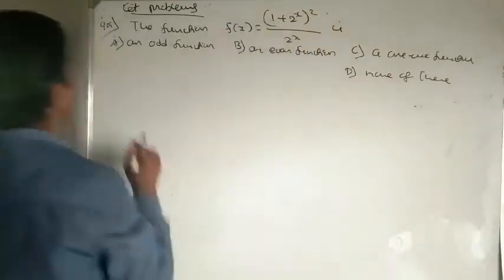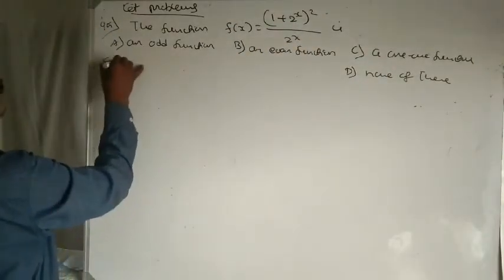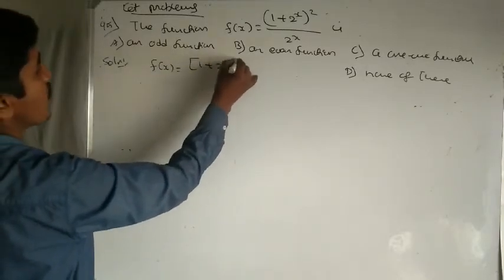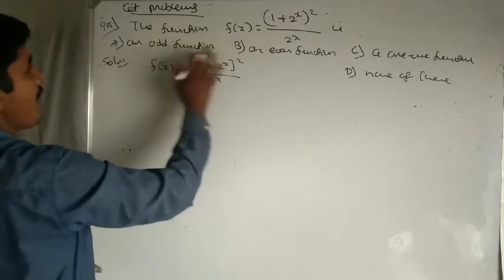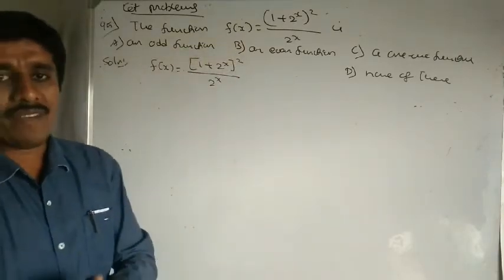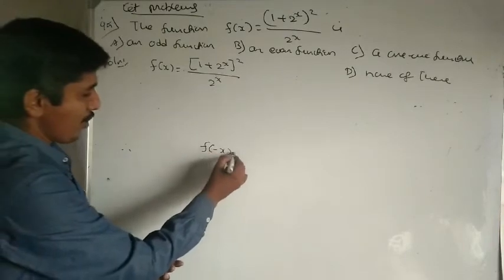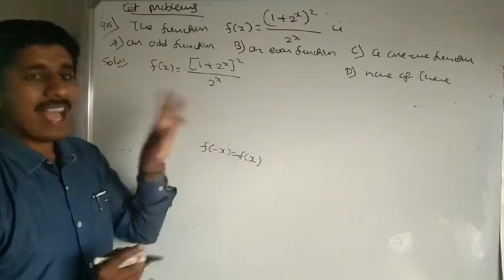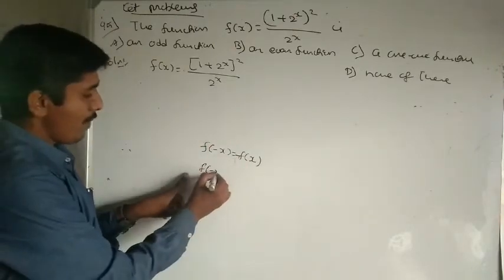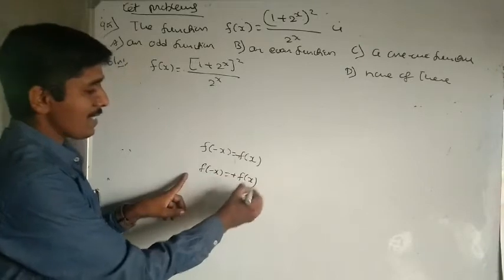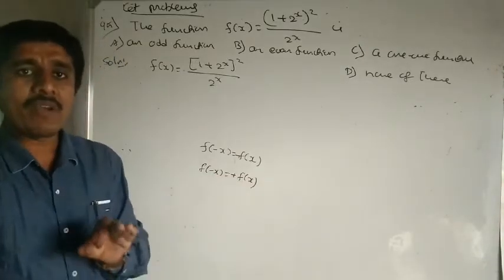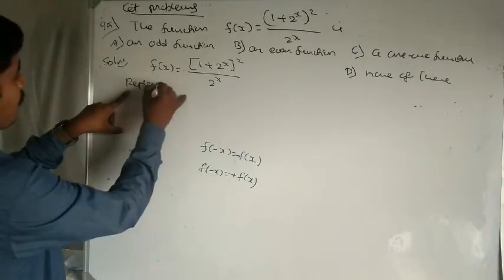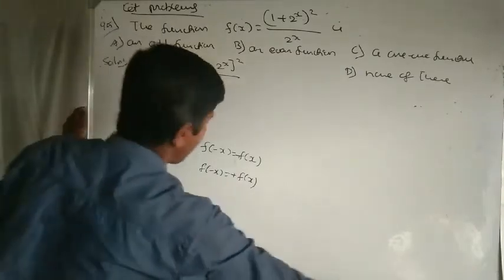So here we have f of x equal to (1 plus 2 power x) whole square divided by 2 power x. Verify whether it is an odd function or an even function. Odd function means f of minus x equals minus f of x. F of minus x equal to plus f of x means f of x is an even function. Replacing x by minus x on both sides.